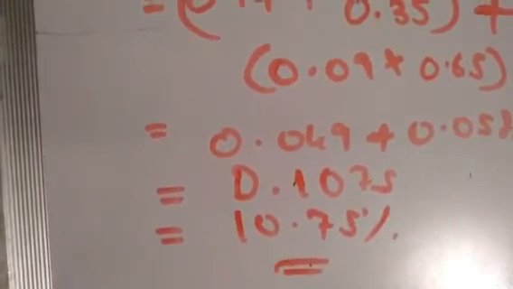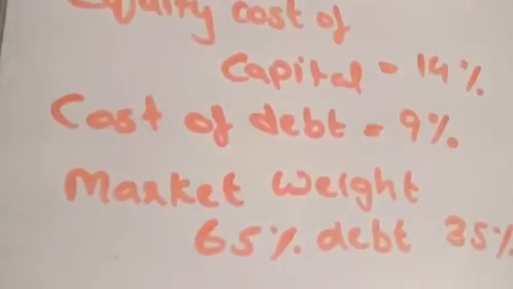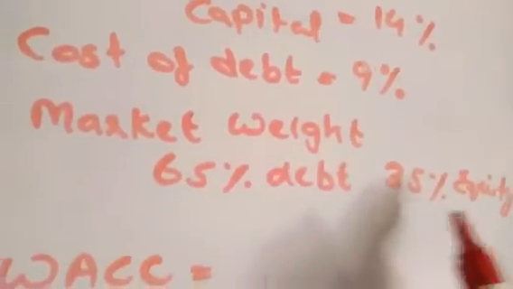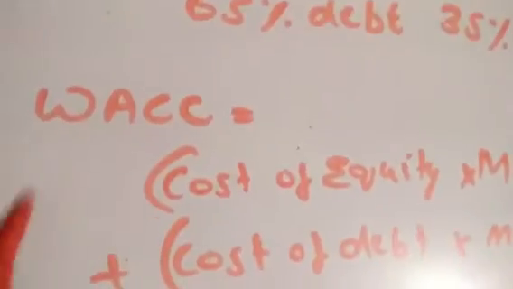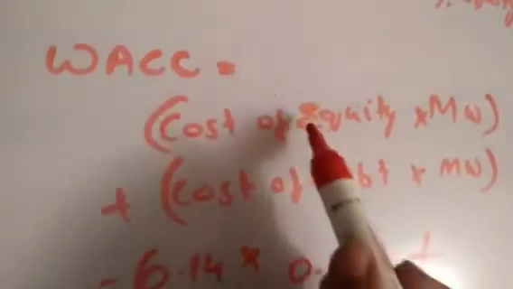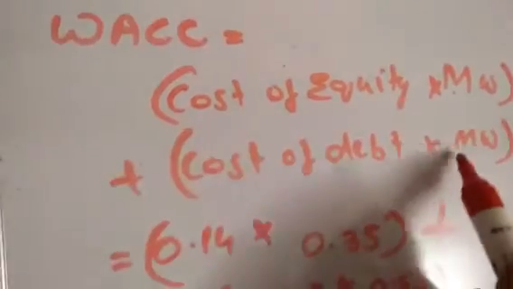Okay, so I repeat it once more. It is given that the cost of equity is 14%, the cost of debt is 9%, and the market weight is also given as 65% debt and 35% equity. To calculate the weighted average cost of capital, we have to multiply the cost of equity and the market weight and add it with the cost of debt into market weight.